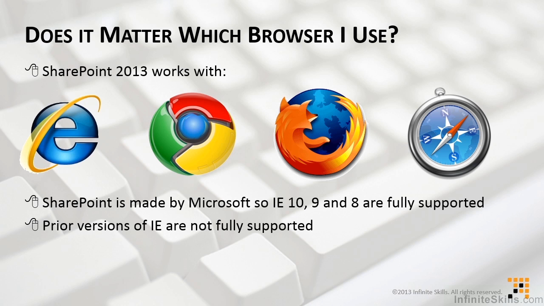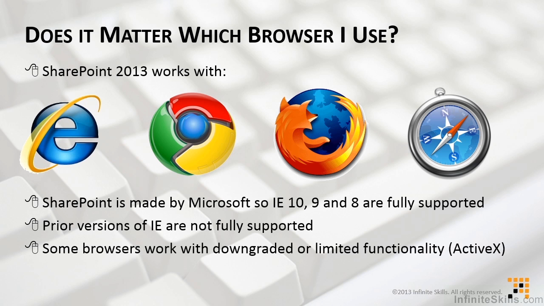Now, it's not just a Microsoft world. You can still use the other browsers, like Google and Apple and Firefox. Some of those browsers will work, but again, some of them may have slightly downgraded or slightly limited functionality. One example of that is ActiveX. ActiveX controls are little pieces of programming that are Microsoft components, and they work in Internet Explorer. They're not available in other browsers.